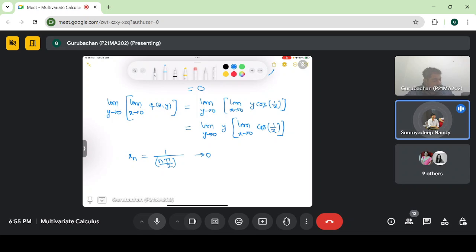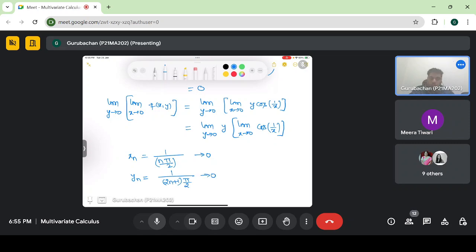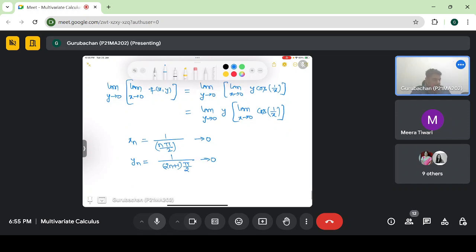The other one I have to think a bit about, maybe 1 by 4n plus 3 pi by 2, or pi by 2. I just have to think a bit, sir. Okay, take your time and let me know. So 1 by (2n plus 1) pi by 2. This will also go to 0. Okay, I am considering these two sequences.